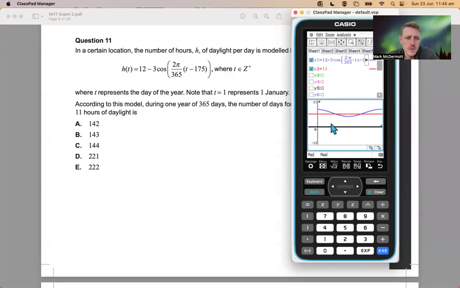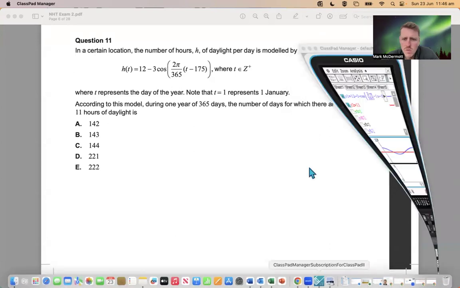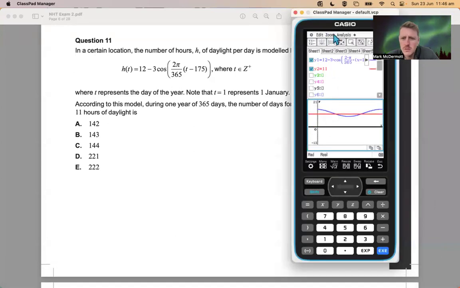If we go back to the question, it asks for the number of days for which there are at least 11 hours of daylight. So what we can do is go analysis, G-solve, intersection. I can hardly read it, but it's 103.49. So from 0 to 103.49.